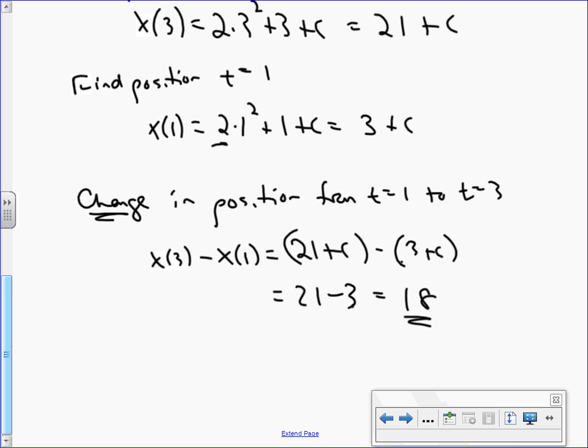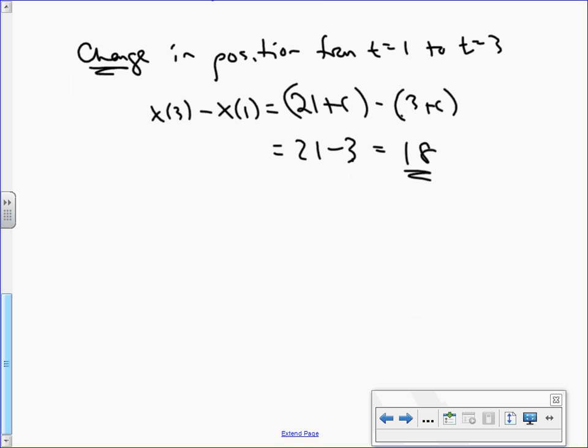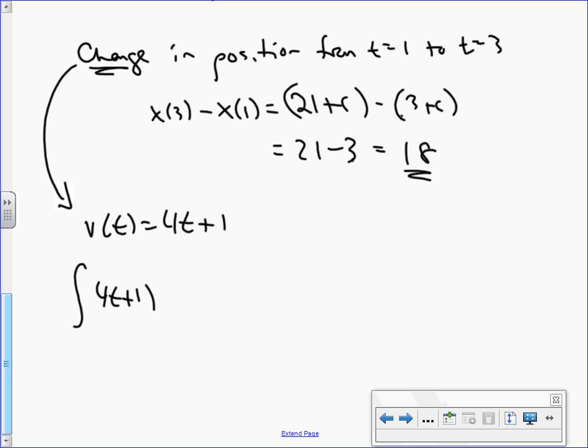And this is all perfectly good work, and there's nothing wrong with it. But you could also show it this way. If I said find the change in position, and I've got velocity, I can simply do the antiderivative of velocity. That's going to take me to position, and evaluate it from 1 to 3.